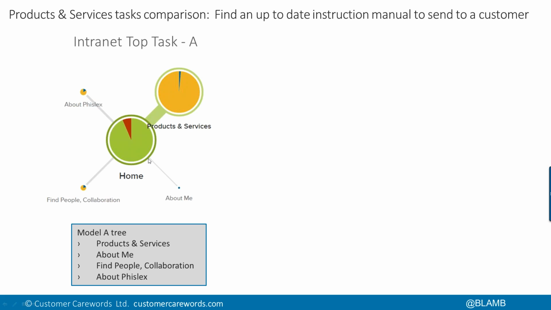In this type of diagram, we see a representation of where people went for this task in the tree. The top of the tree is home. Circled in green here is one of the choices, products and services. It's circled in green because that's the choice that we said would be correct for this task. And in Model A, you can see the huge majority of people went to that choice.